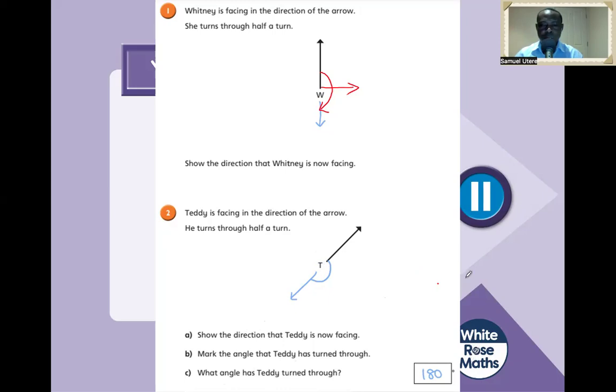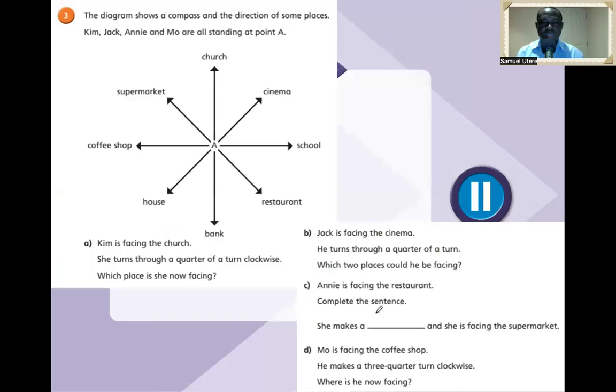So next we'll ask, what angle has Teddy turned through? Teddy has turned through 180 degrees. So by now, we know half a turn is 180 degrees. Pause video and answer question 3 in 3 minutes.